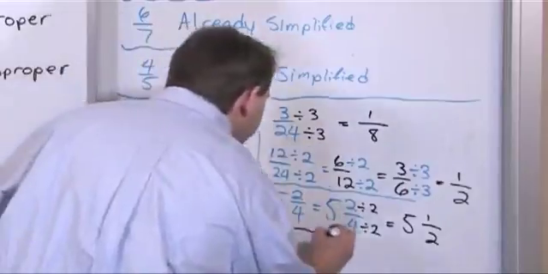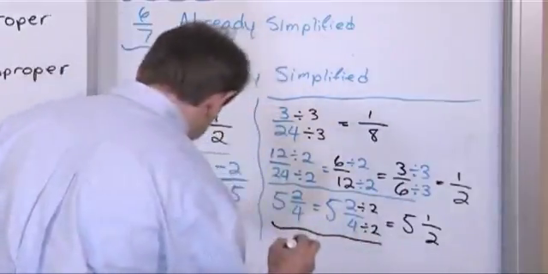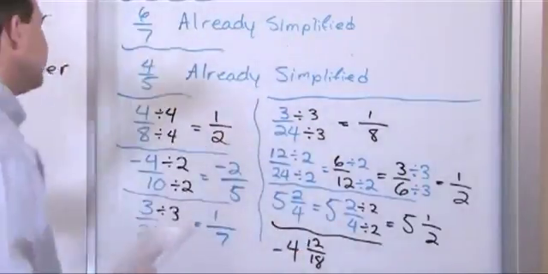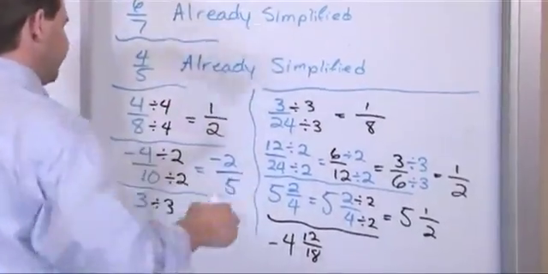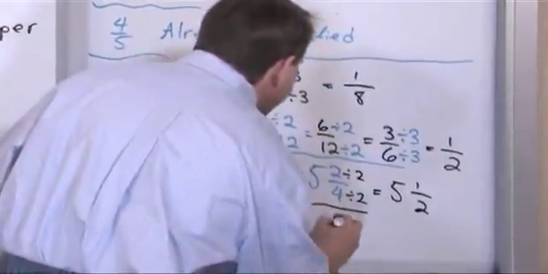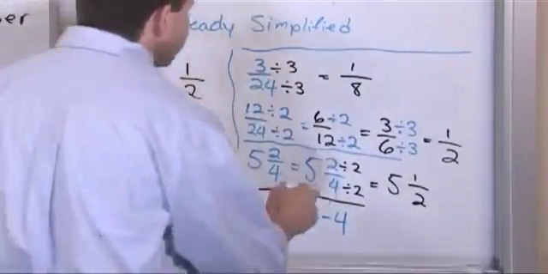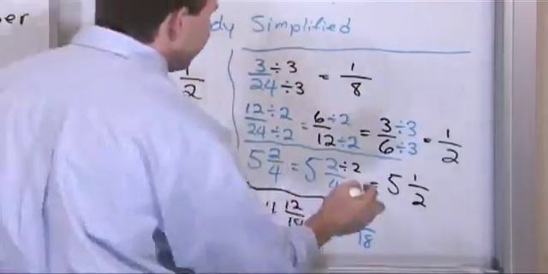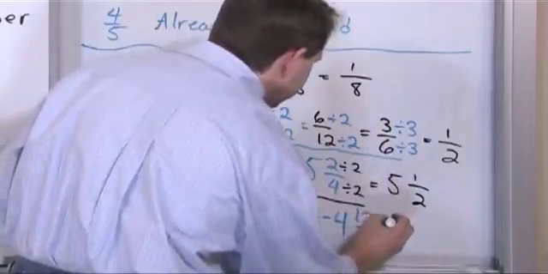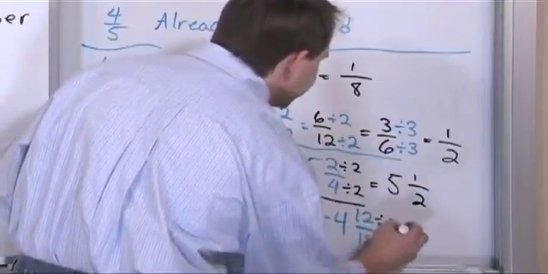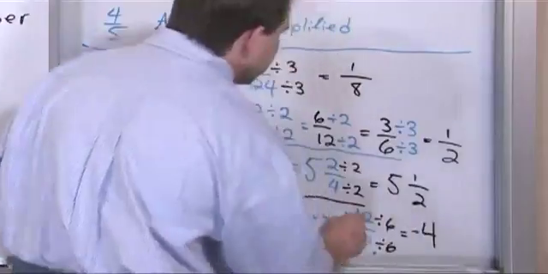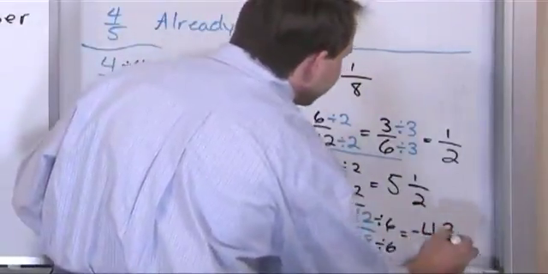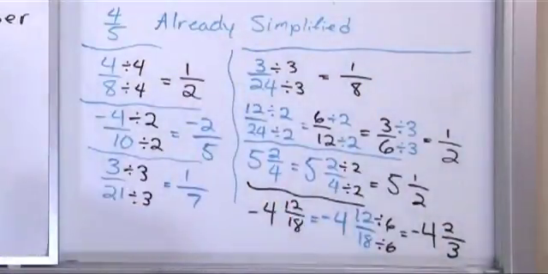What if I have -4 and 12/18? Same thing, if I'm simplifying the fraction. I'll just keep my -4 along for the ride, and then the 12/18, I try to simplify that. And can I divide that by anything? Well, I can divide this by 6, and I can divide the bottom by 6. So I'm going to have -4. 12 divided by 6 is 2. 18 divided by 6 is 3. And that's the final answer, -4 and 2/3.